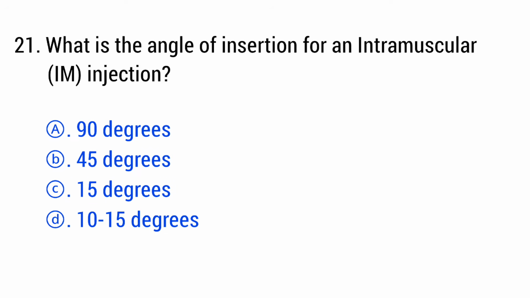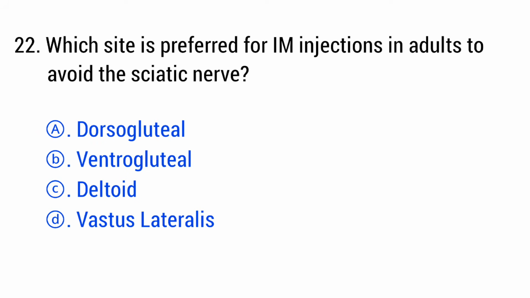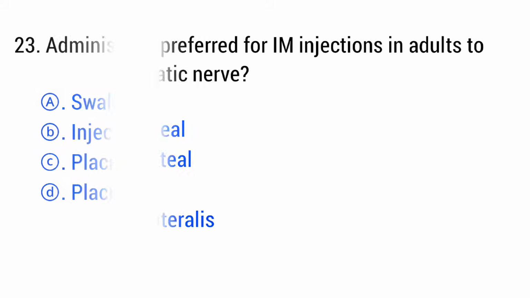Question 21. What is the angle of insertion for an intramuscular IM injection? The right answer is option A, 90 degrees. Question 22. Which site is preferred for IM injections in adults to avoid the sciatic nerve? The right answer is option B, ventrogluteal.